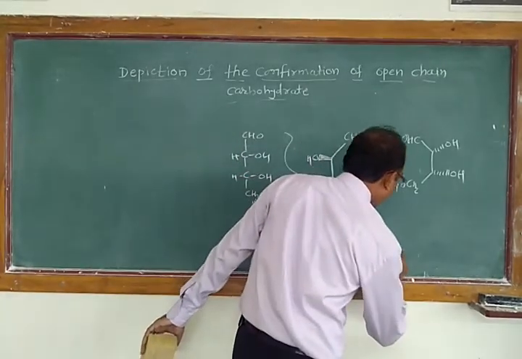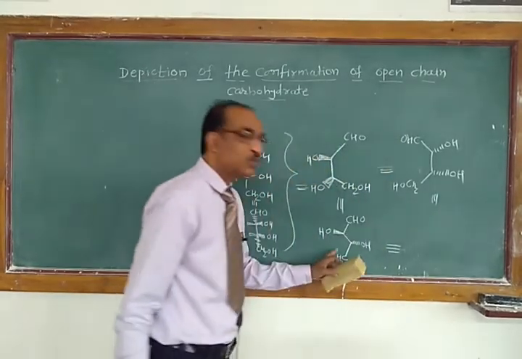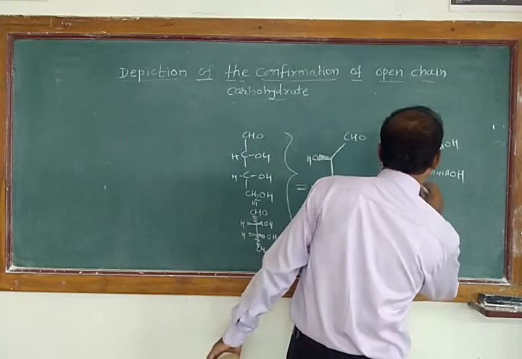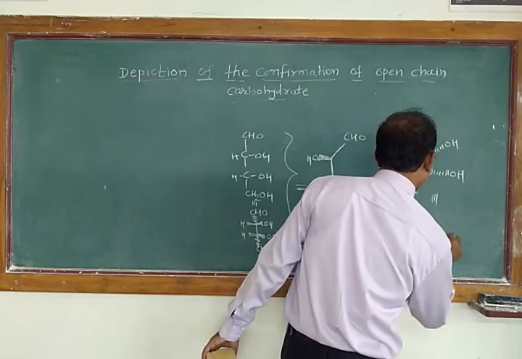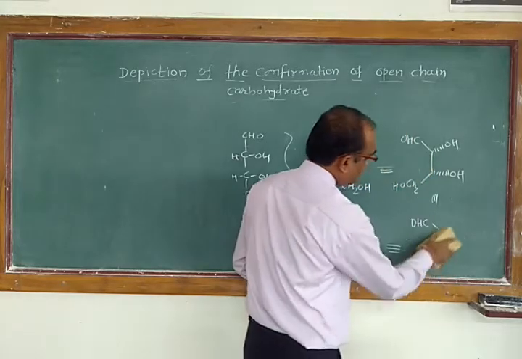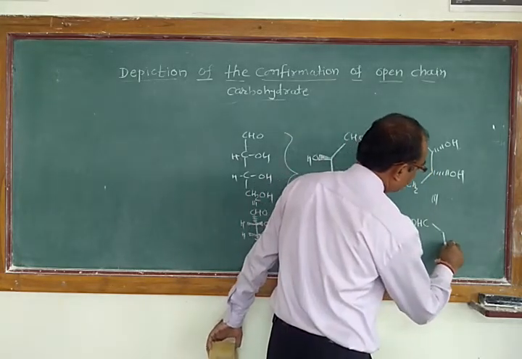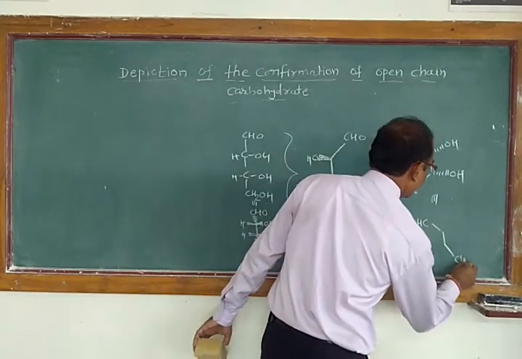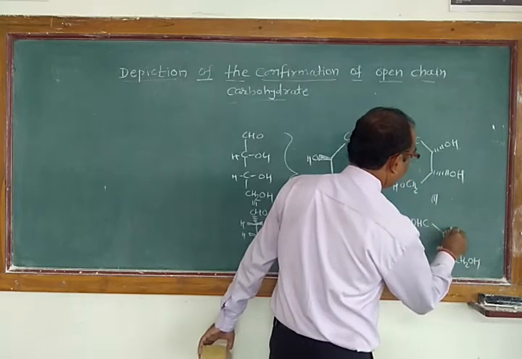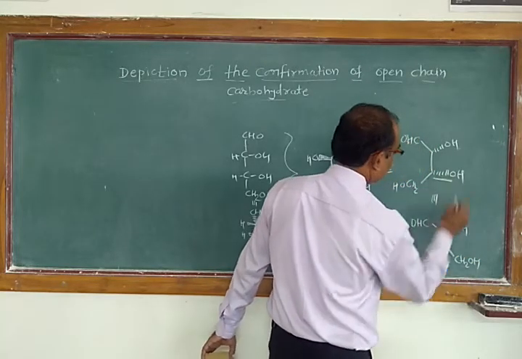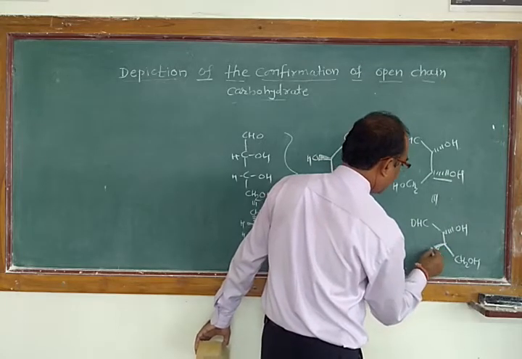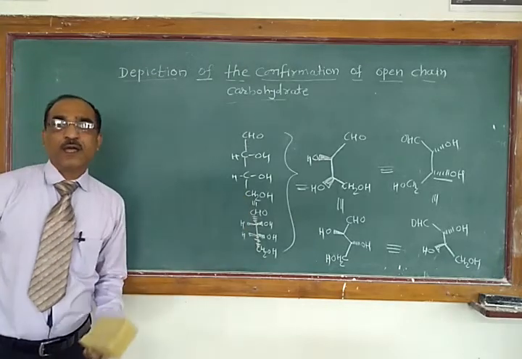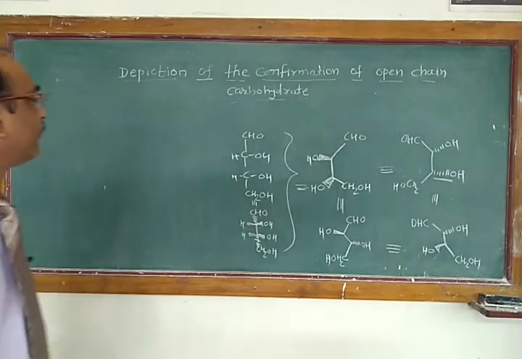This structure can also be written in another way. Here is a CHO. So we are going to write the zigzag structure. Here is a CH2OH. This OH you keep as such, then this OH becomes above the plane. So this is the Fischer projection and the conformation of D-erythrose.